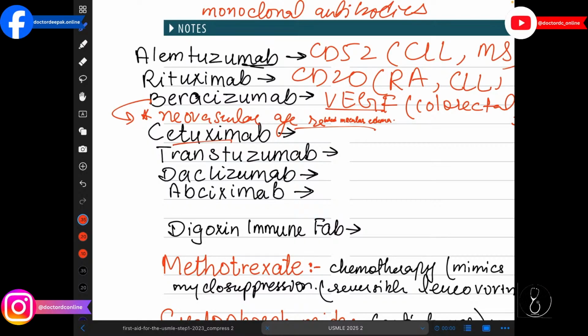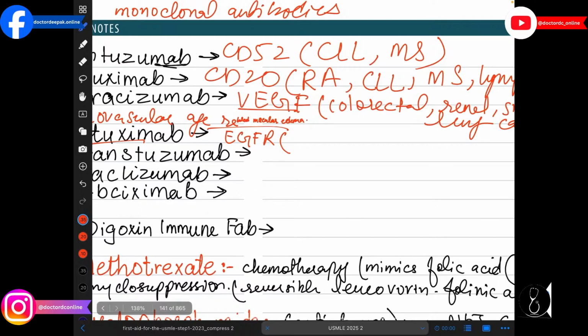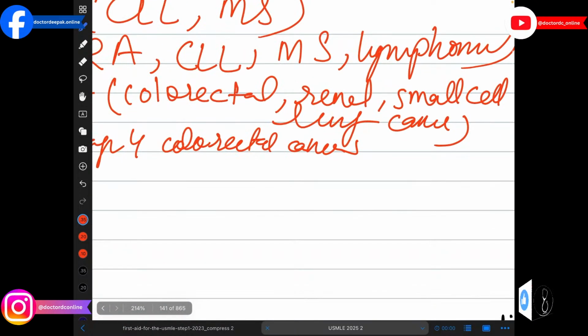We are having the Cetuximab, in which there is the EGFR target, that is given for stage 4 colorectal cancers, and also they are giving it for head and neck cancers.